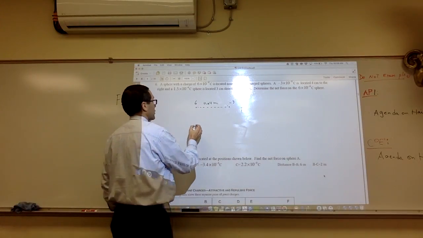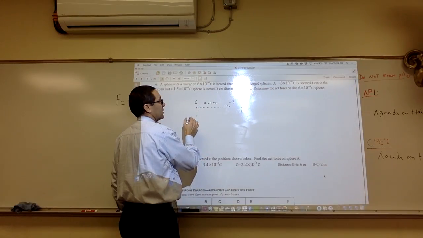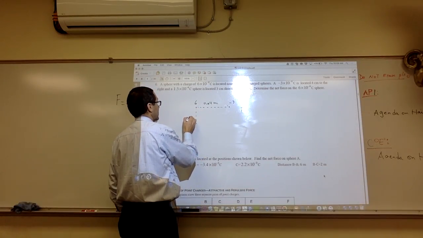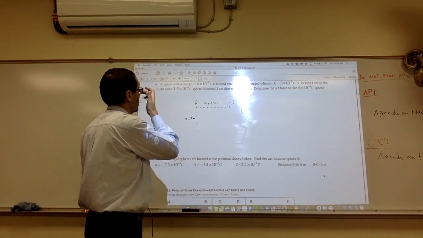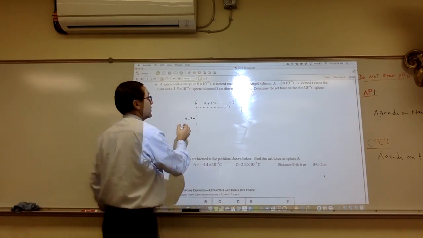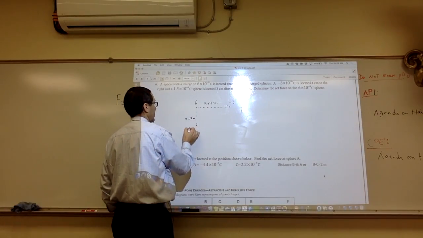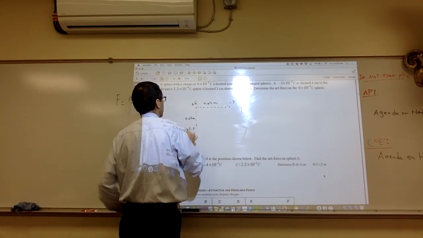And then there is another charge that's down here, and this distance here is 3 centimeters. Determine the net force on the 6. So this charge here is 1.5 positive, and this is positive.